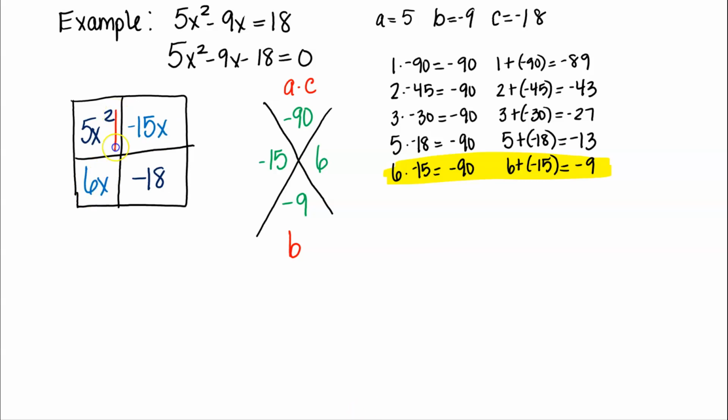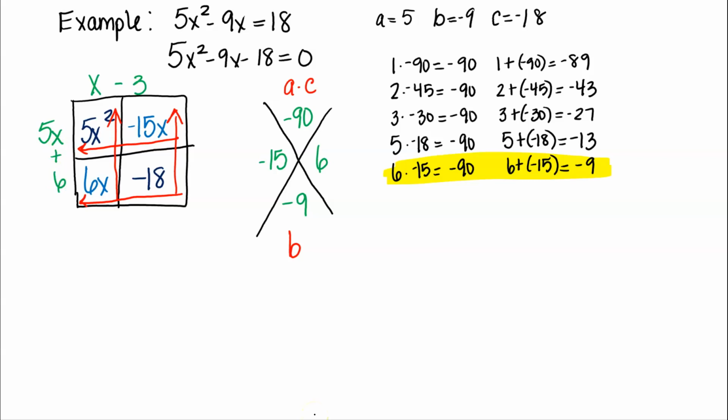So now I need to factor out of each. So 5x squared and 6x have an x in common. Negative 15x and negative 18, 3 will go into both of those, so minus 3. Then I have to factor across each row. 5x squared and negative 15x have a 5x in common. 6x and negative 18 have a 6 in common.